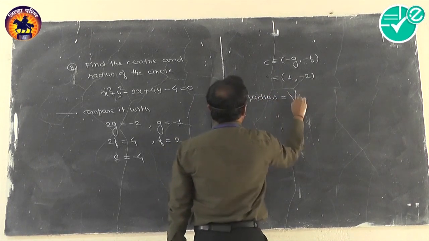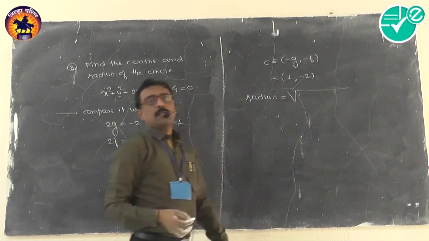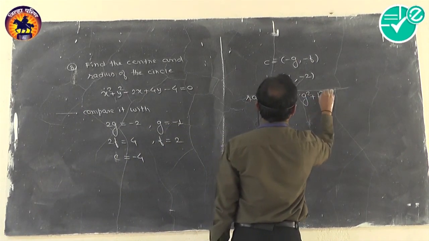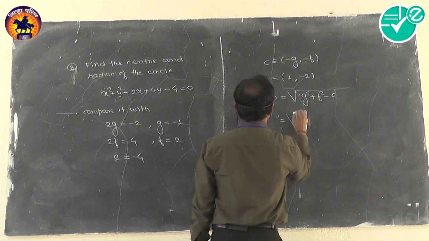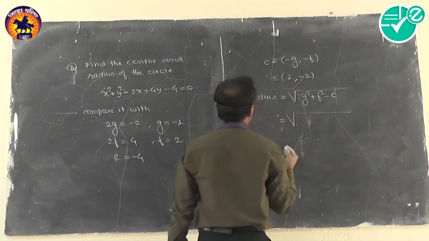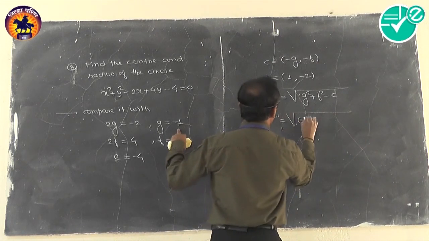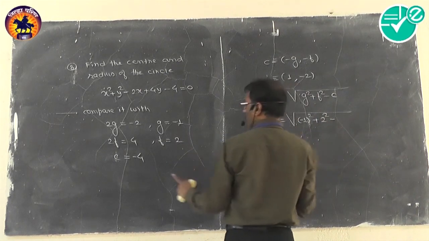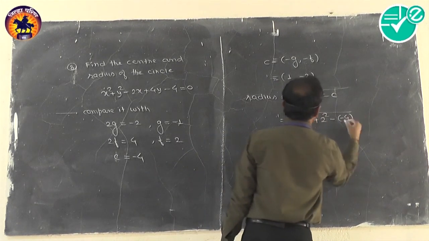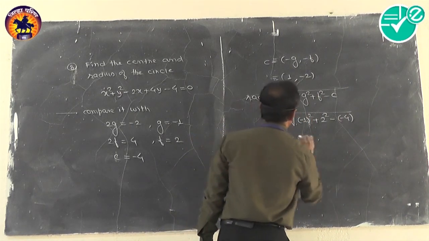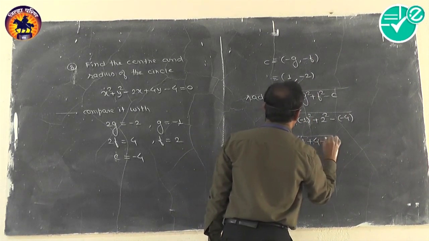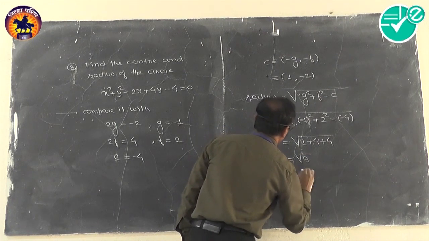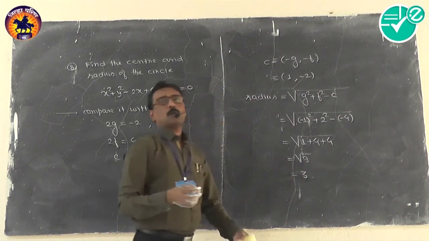And here is the formula for radius. I think you know the formula for radius. The radius is the square root of g square plus f square minus c. What is g square? G square means minus 1 square, f square means 2 square, and minus c means minus 4. So we have to write square root of 1 plus 4 plus 4. It is the square root of 9. Radius is never negative, so the radius comes out to be 3.